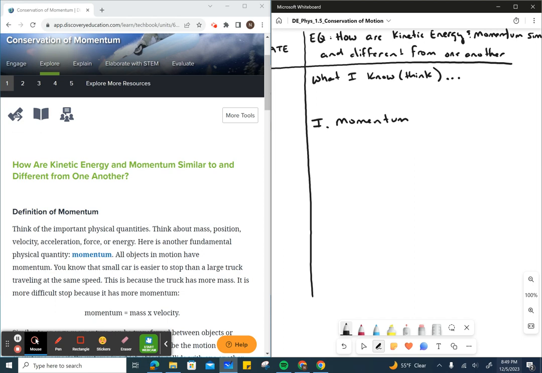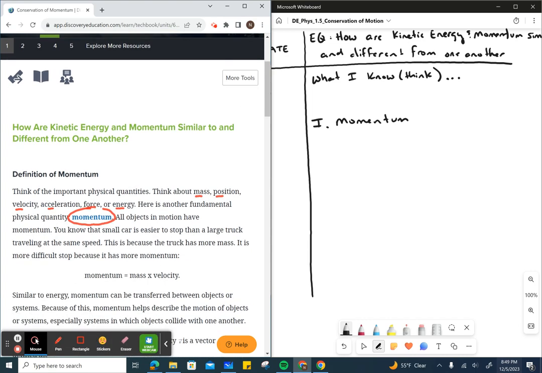Here is another fundamental physical quantity. I'm looking at sentence number 2. Okay, momentum. There are other fundamental quantities, things like mass, position, velocity, acceleration, force, energy. You've been learning these things. You've been writing out definitions. So, what is momentum? If I scroll down a little bit, I can see there's this definition. Momentum is equal to the mass of an object, just like we said, times velocity. All right. Well, let's go ahead and start with that, okay?